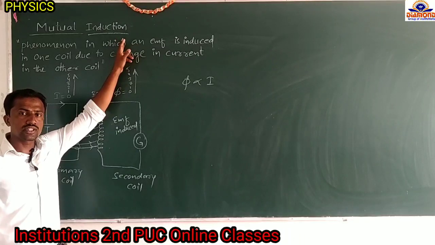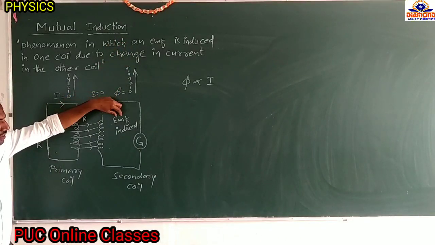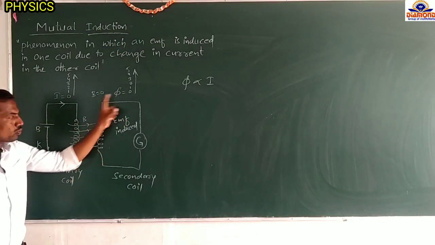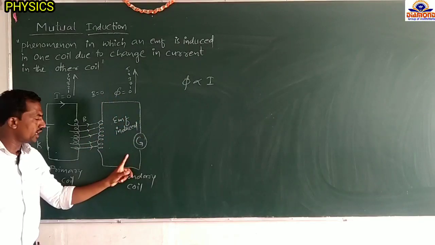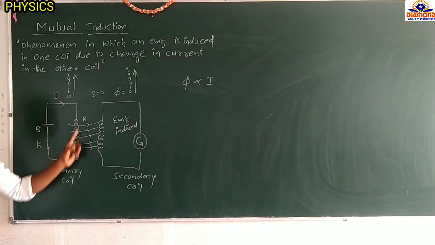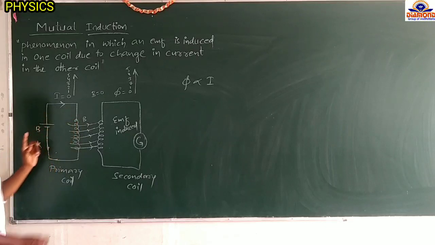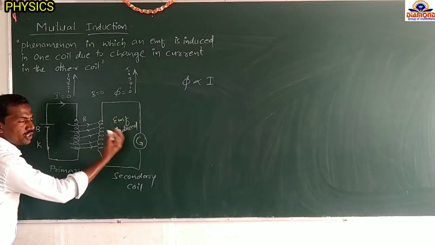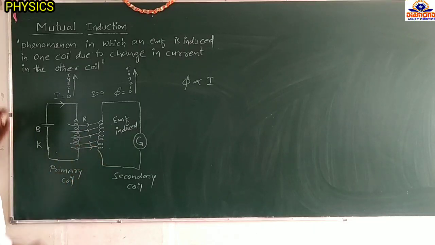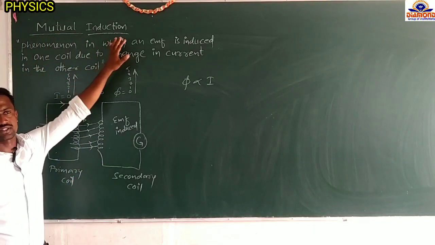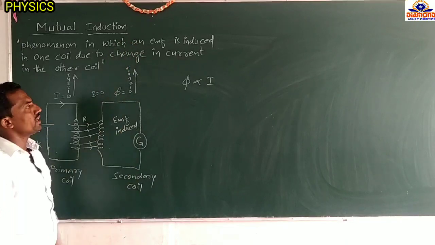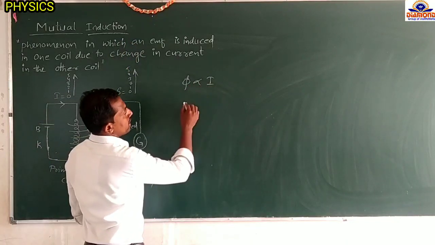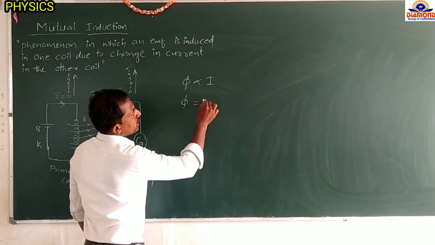What is mutual induction? EMF induced in one coil due to change in current in another coil. हम एक कॉइल में करंट का वैल्यू चेंज कर रहे हैं, दूसरा कॉइल में EMF develop हो रहा है. This phenomenon is called mutual induction. Then we are writing phi is directly proportional to I, so phi equals M I.